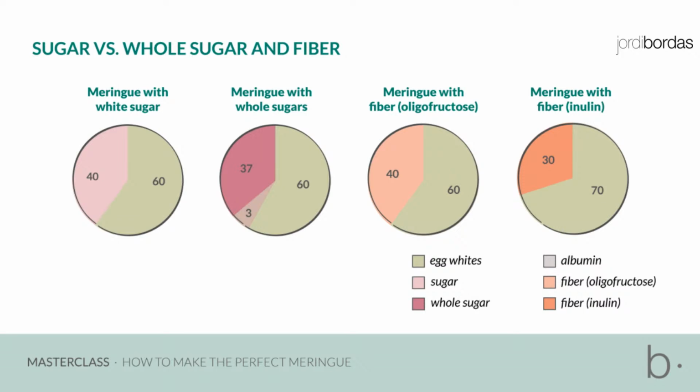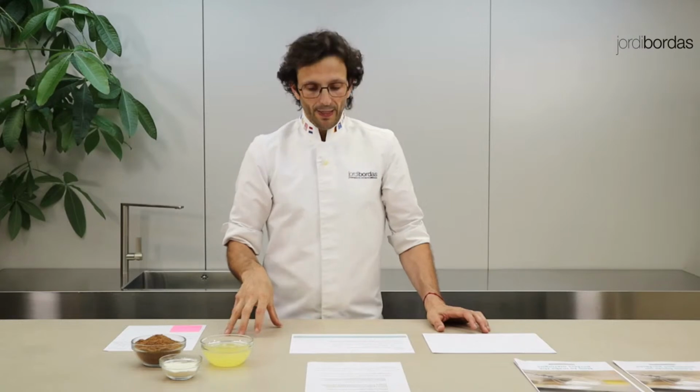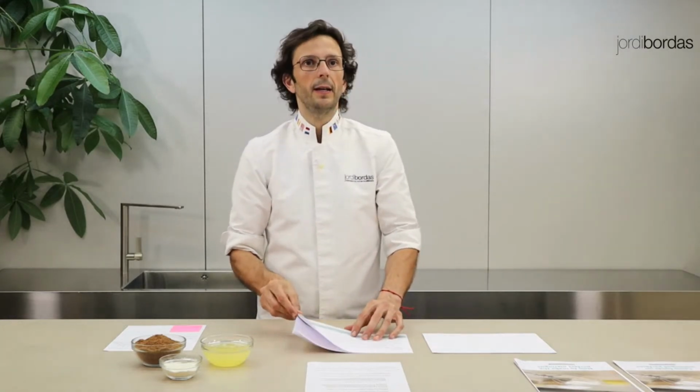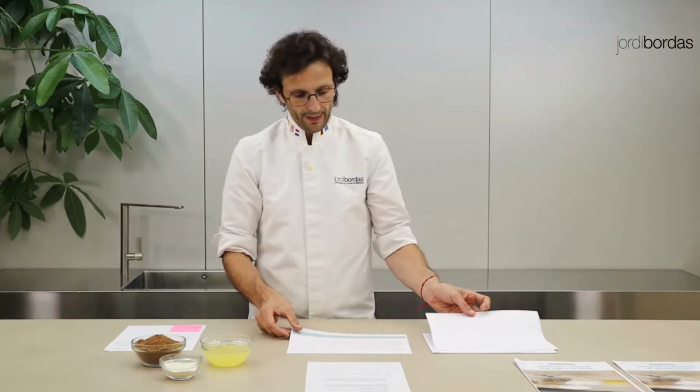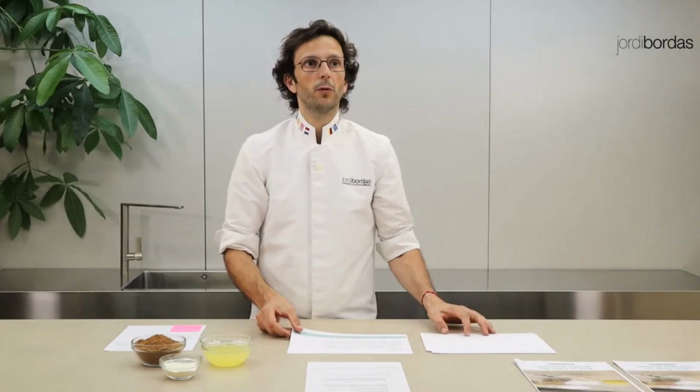And once you use fibers that have low water catchment capacity, like oligofructose, or for example corn fiber, there are completely different types of fibers in the market, you can use 40% of fiber and 60% of egg whites. Okay. Now I'm going to explain the process of meringue with oligofructose.